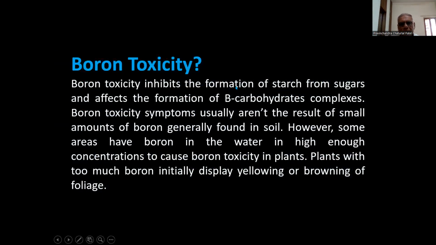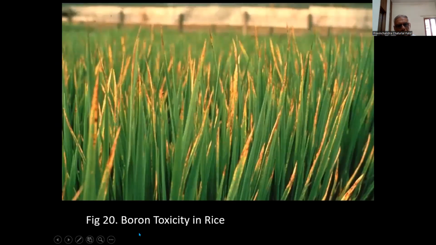So boron toxicity inhibits the formation of starch from sugar and affects the formation of B carbohydrate complexes. Boron toxicity symptoms usually are not the result of the small amount of boron generally found in soil. However, some areas have boron in the water in high enough concentration to cause boron toxicity in plants. So it is more present in irrigation water. Plants with too much boron initially display yellowing or browning of foliage, as we have seen earlier. Then boron toxicity in rice crop. So you can see yellowing of the tips of the rice.